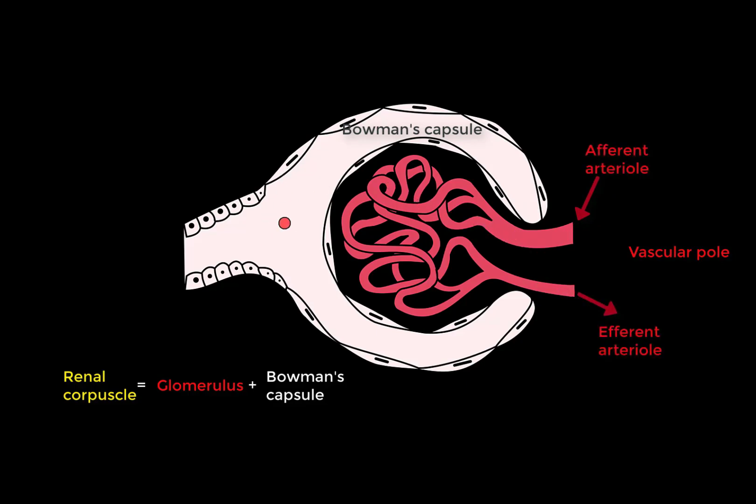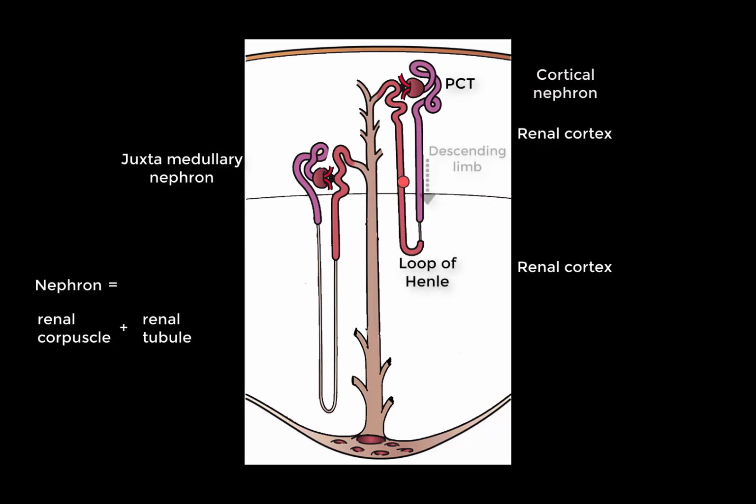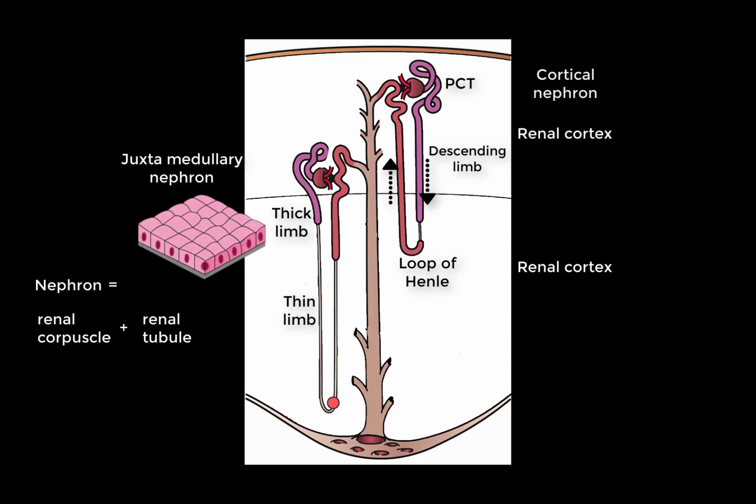The other side of the cup is called the renal pole, where it is continuous with the renal tubule, the proximal convoluted tubule. So this is the proximal convoluted tubule here. It is convoluted, folded on itself. It leads into a U-shaped loop, which is called the loop of Henle, which has a descending limb and an ascending limb. Part of the limbs is the thin part and the other part is the thick part. The thick part is lined with cuboidal epithelium and the thin part is lined with simple squamous epithelium.